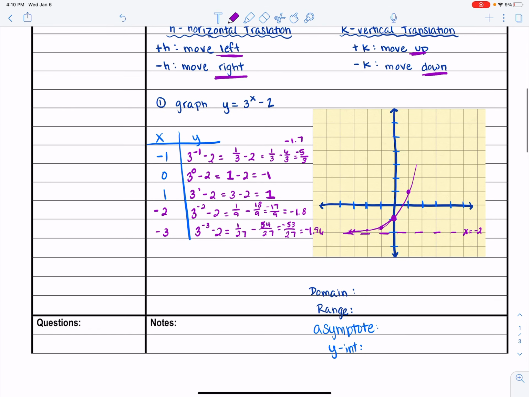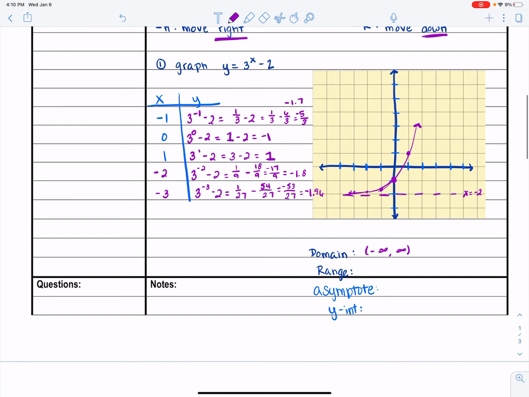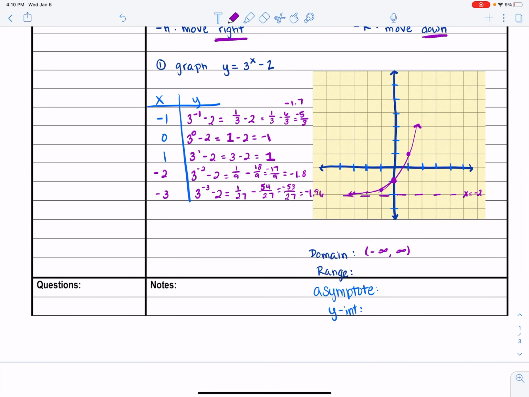Your graph still runs forever left and forever right. So our domain is still negative to positive infinity. Now the range always goes from the asymptote. So our lowest spot is at negative 2, but it doesn't touch negative 2, so that's why we use a parentheses, but it goes all the way to infinity.